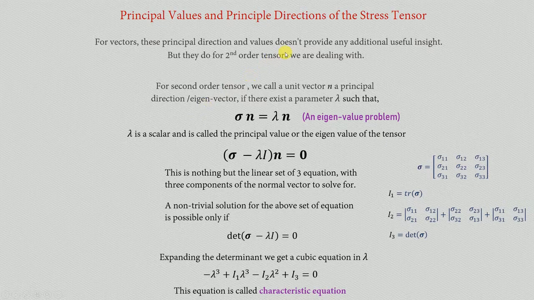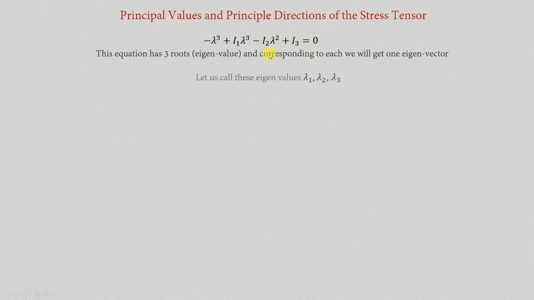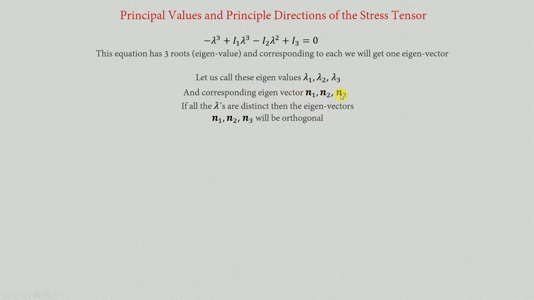For example, I1 is the trace of sigma. From basic matrix algebra, you know that the trace of a matrix is always the same no matter how you transform it. I2 is this expression, the sum of 3 determinants, and I3 is the determinant of this matrix. These are the 3 invariants. We are not going to discuss much of this. We are just interested in understanding the principal direction and the principal value and what insights we can get from these directions. When we solve these, we'll get three values lambda 1, lambda 2 and lambda 3, and corresponding eigenvectors n1, n2 and n3.